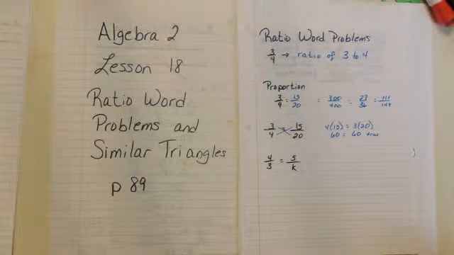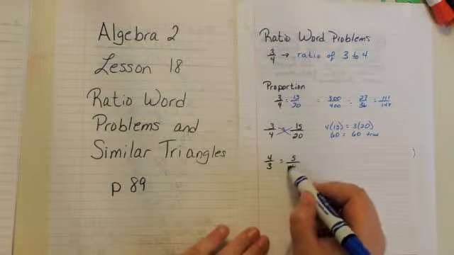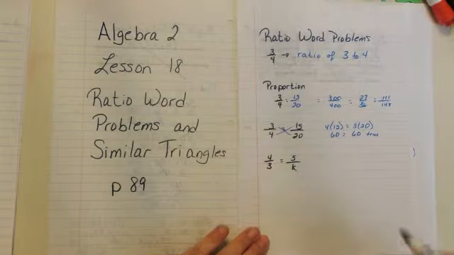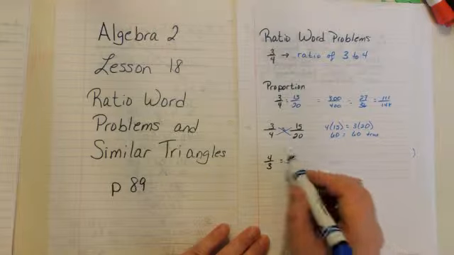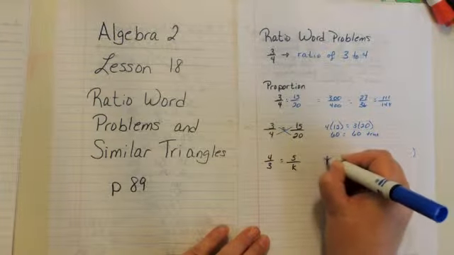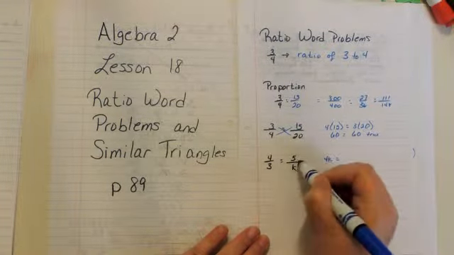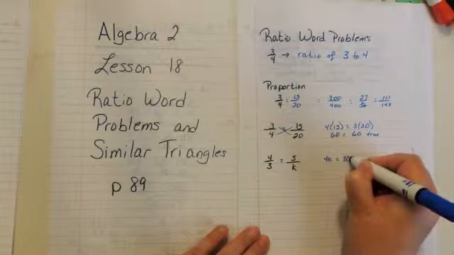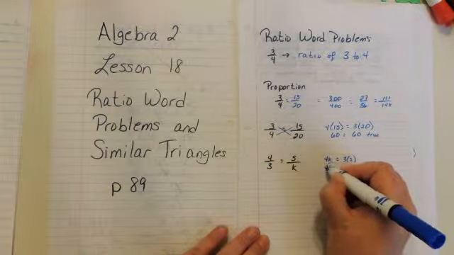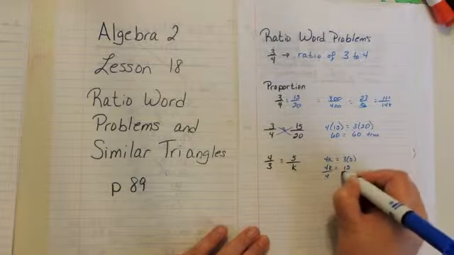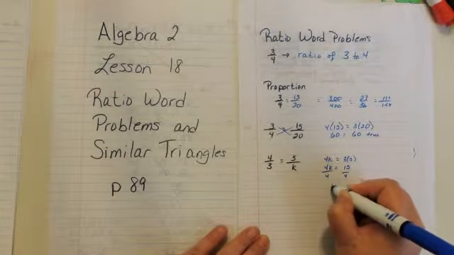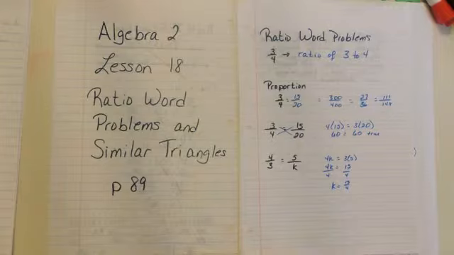We can solve proportions with one unknown by cross-multiplying and solving for the unknown. 4:3 as 5:k. So we can solve for k by cross-multiplying. We'll have 4k equals 3 times 5. So 4k equals 15. Divide both sides by 4, and k equals 15/4.